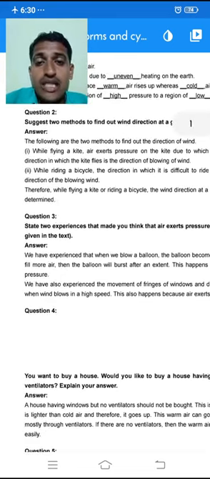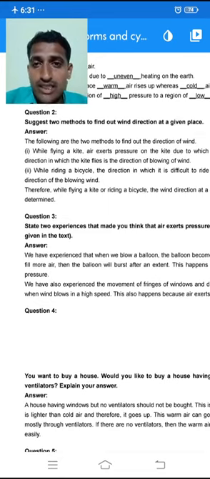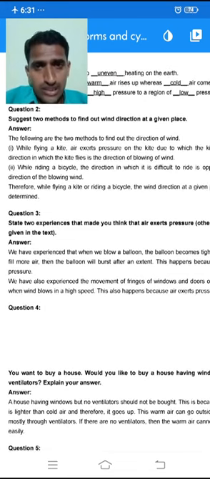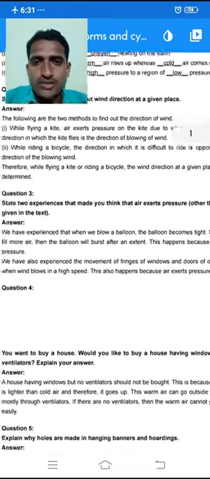The direction in which the kite is flying is the direction in which the wind is blowing. In which direction the kite starts flying, that is the direction of the blowing wind. Understood? Now the second method.